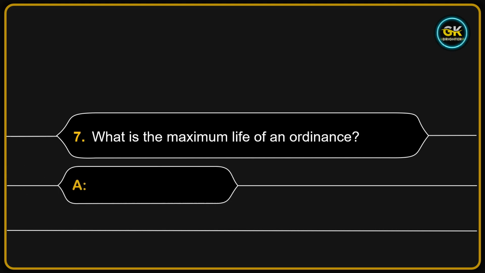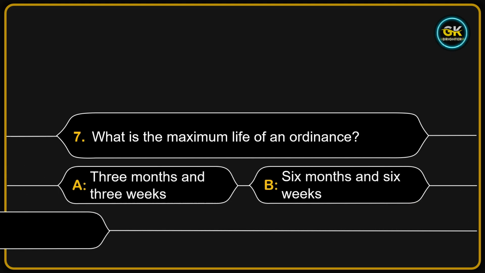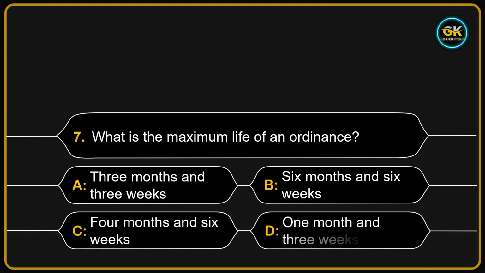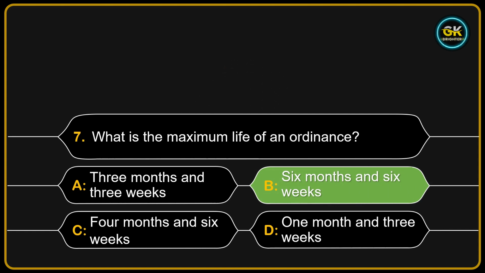What is the maximum life of an ordinance? 3 months and 3 weeks, 6 months and 6 weeks, 4 months and 6 weeks, 1 month and 3 weeks. 6 months and 6 weeks.